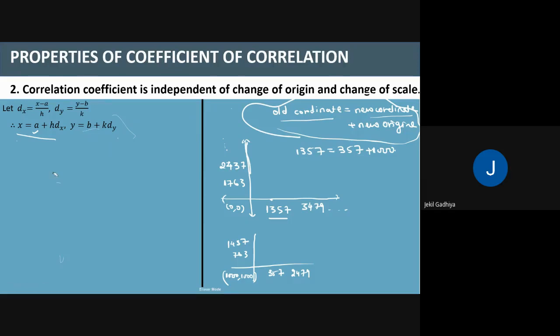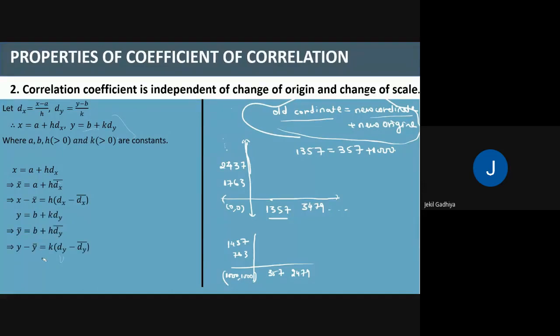Now, here a, b, h all are constant. So if x is equal to a plus h dx, then x bar is equal to a plus h dx bar, and you can write the subtraction x minus x bar equal to, a will be cancelled, h times dx minus dx bar, and similarly y minus y bar is equal to k times dy minus dy bar.